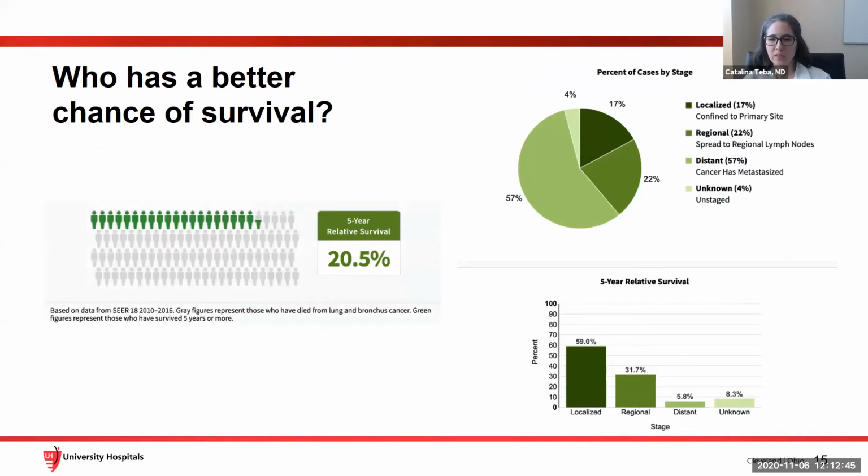Who has a better chance of survival? So this slide shows you that if we find your lung cancer sooner, you have a better chance of survival. So if we can find it localized, your chance of 5-year survival is 59%. If unfortunately it's spread, then your chance of 5-year survival drops. In fact, if you have distant cancer when it's found, you have a 5.8% chance of 5-year survival. Overall, the image on the left is data from 2010 to 2016, and overall, it shows that the 5-year survival for lung cancer is unfortunately 20%. It's very low.